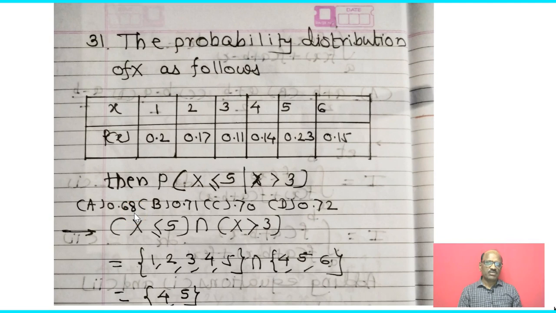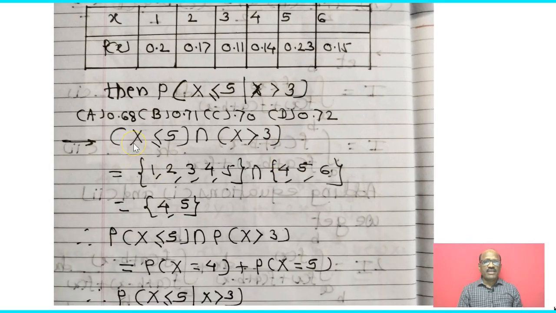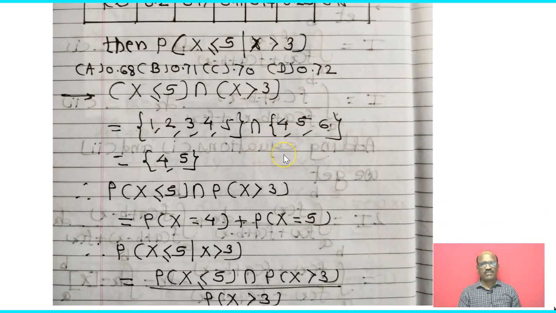Now the next question is from probability distribution. The probability distribution of X is as follows. The values of X are 1, 2, 3, 4, 5, 6, and its probabilities are given here. Now find the probability P of X less than or equal to 5, conditionally that X is greater than 3. Now here the values of X which are less than or equal to 5, and their intersection with greater than 3. That is 1, 2, 3, 4, 5, and greater than 3 means what? 4, 5, 6. Their intersection is 4, 5.